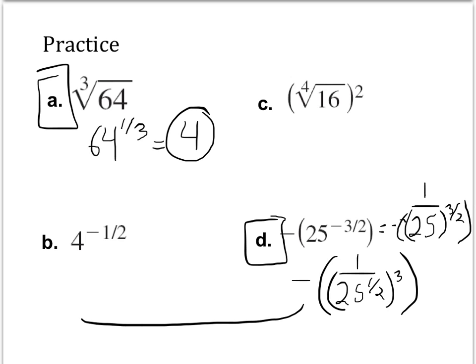So I'm actually just going to rewrite this right here. We have negative 1 over the square root of 25, which is 5, cubed. And we know that 5 cubed is going to be 125. So this is our final answer.